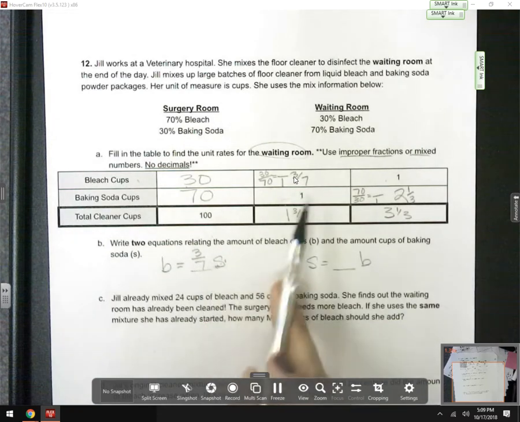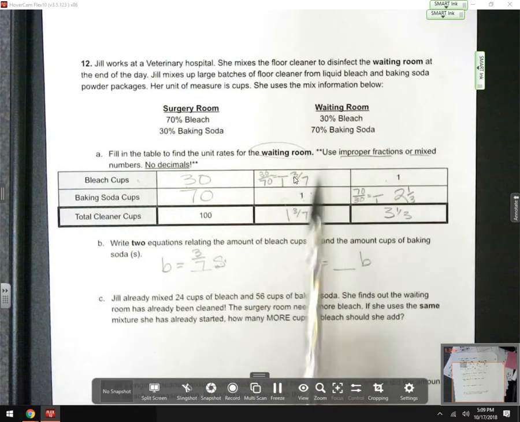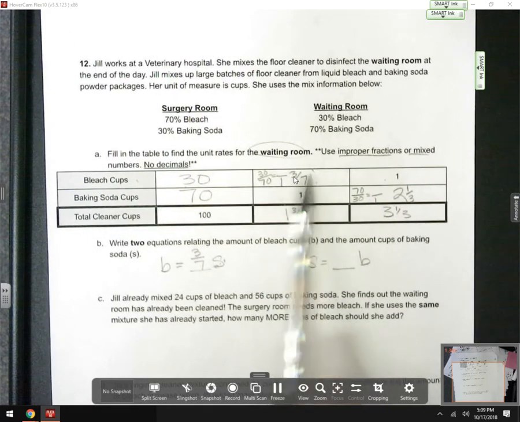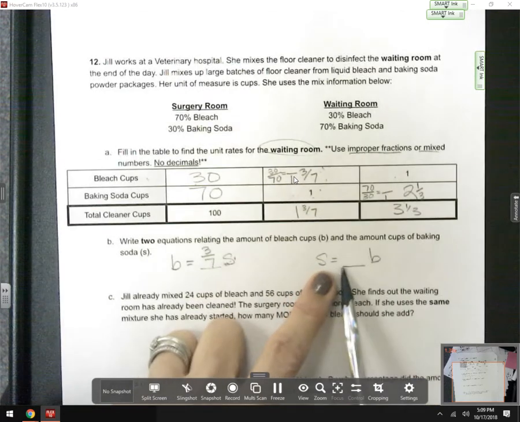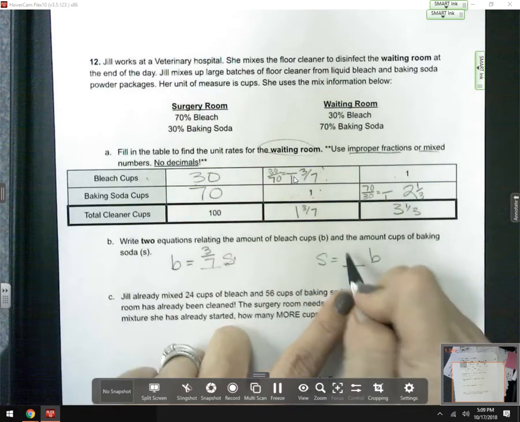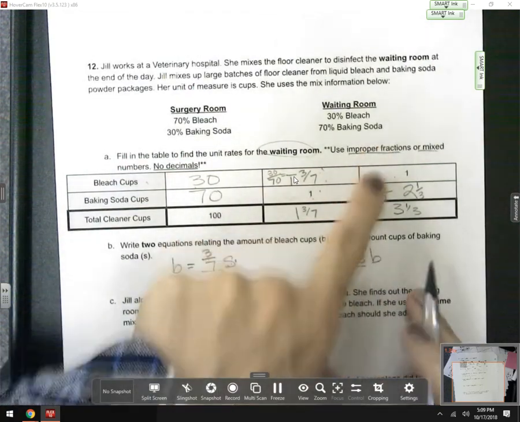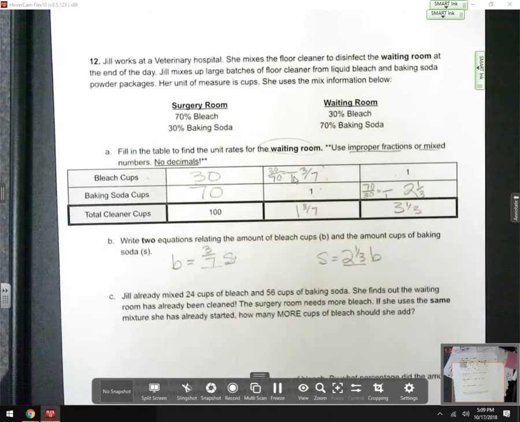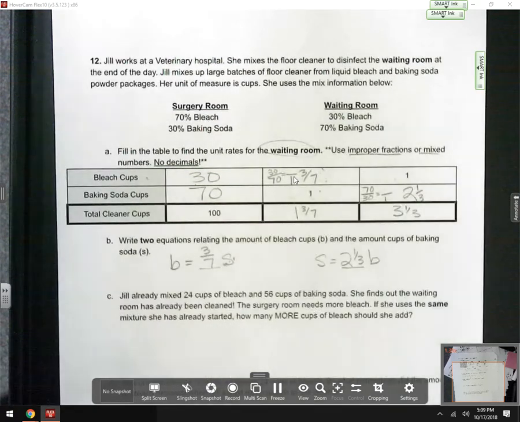So if I were to use 2 cups of baking soda, that would mean I'd need 2 times 3/7 of bleach, right? So I'd need 6/7 of bleach. Now over here, for every 1 cup of bleach, it's going to take me 2 1/3 cups of baking soda. Okay, so Jill already mixed 24 cups of bleach and 56 cups.